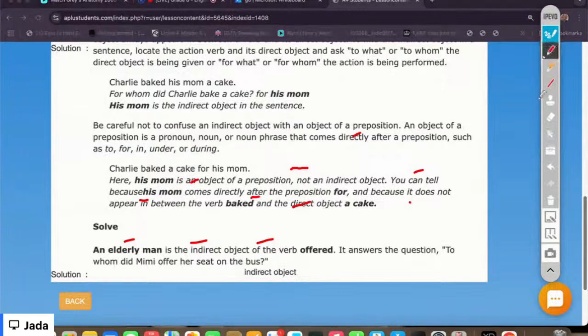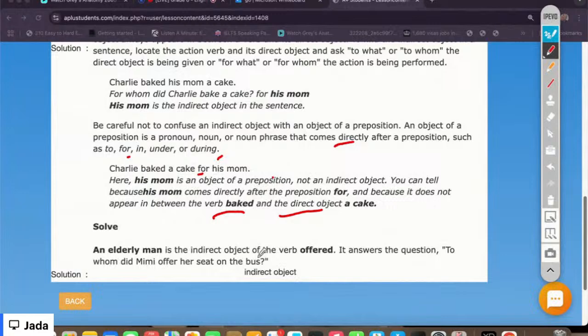Alright, so we also have to be careful not to confuse an indirect object with an object of a preposition. Now, an object of a preposition is a pronoun, noun, or noun phrase that comes directly after a preposition, such as to, for, in, under, or during. Alright, so we have "Charlie baked a cake for his mom." Here, his mom is an object of a preposition, not an indirect object. You can tell because his mom comes directly after the preposition for, and because it does not appear in between the verb baked and the direct object, a cake.